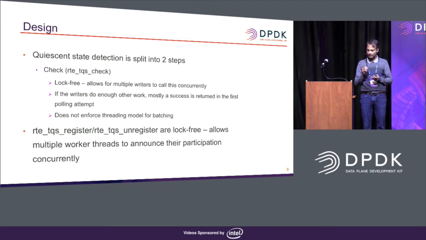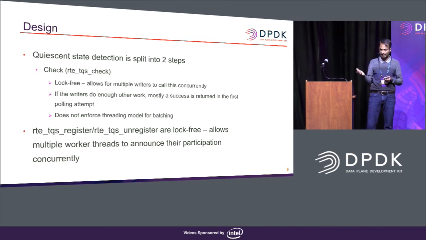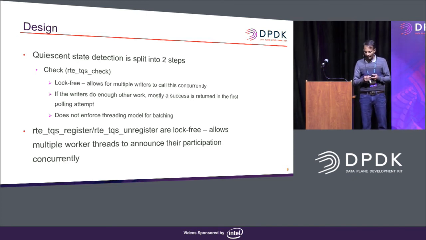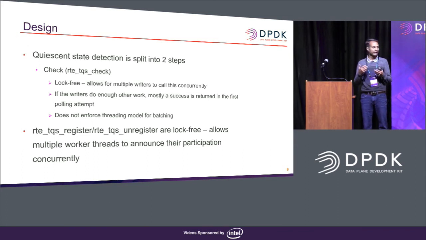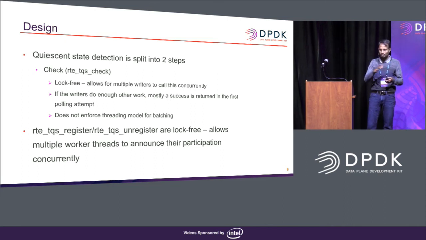The second API is the TQS check. Again, this API is lock-free. You can run it concurrently. Multiple writers can call this simultaneously. And the advantage here is, if you called the start and you did some other work and come back and call this, there's a very high likelihood that you have already completed your grace period. So most probably, in the first polling attempt, it says that yes, your grace period is over. So you are completely avoiding the memory accesses due to polling, and you are making use of the CPU cycles during that grace period.